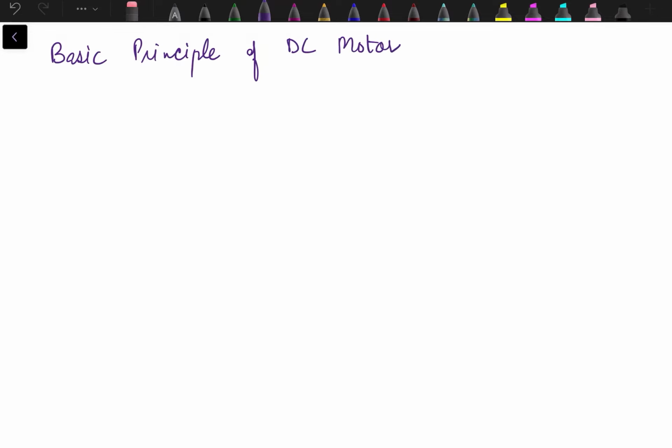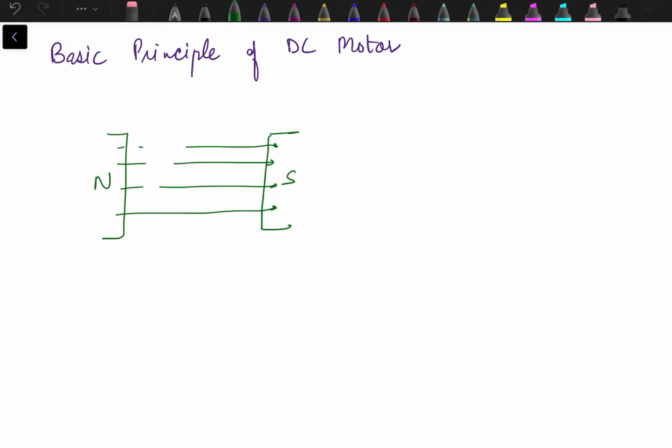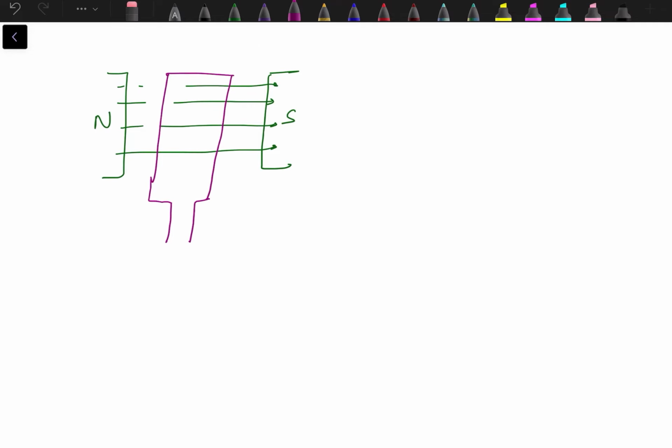Similarly, we can discuss the principle of motor. Now for motor, we will have the same representation that we have, North Pole, South Pole. Inside that we have a coil with two conductors connected to commutator.